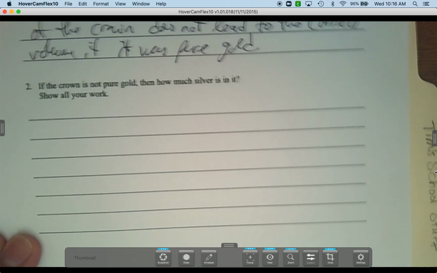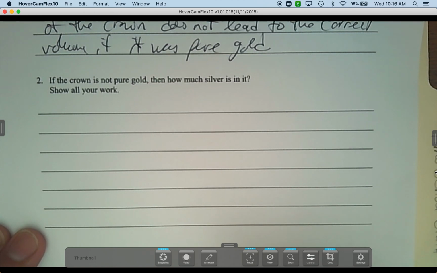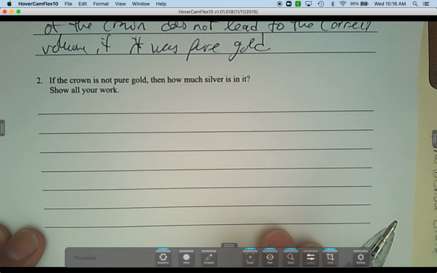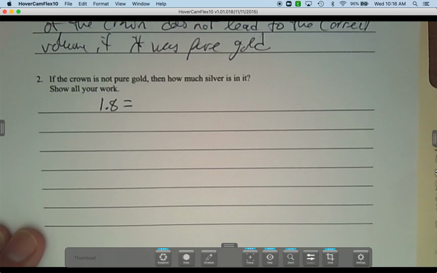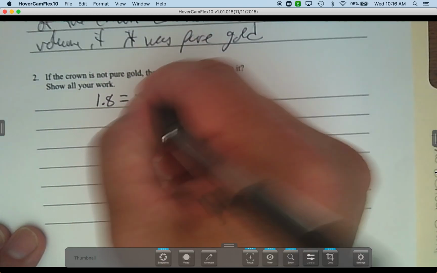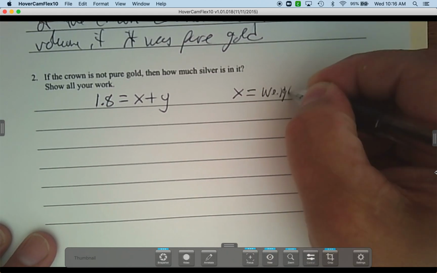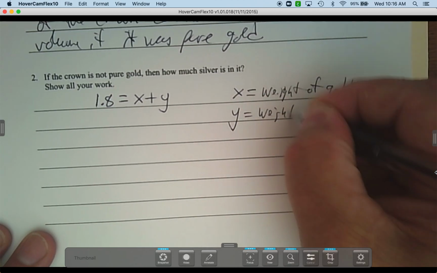In number 2, if the crown is not pure gold, then how much silver must be in it? So again, we're going to go from the prompt and say, how can we do this mathematically to know what is the mix then of gold and silver in that crown? And what do we know? So let's start with, first of all, the weight of what we know. We know that the weight of the crown is 1.8. But we don't know how much gold or how much silver there is to add up to 1.8. So the equation is going to be x plus y equals 1.8, where x is the weight of the gold, y is the weight of the silver.